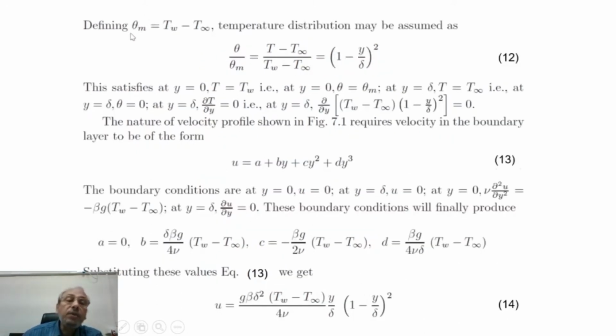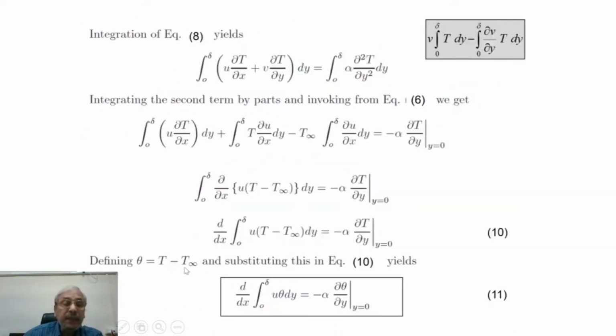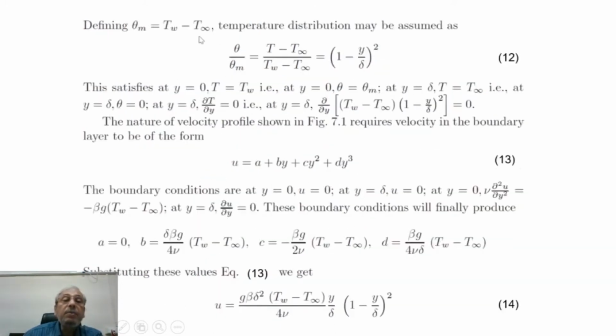Now we can also define theta m, maximum temperature difference, is Tw minus T infinity. T minus T infinity is theta and Tw minus T infinity is theta m. So temperature distribution can be written as theta by theta m equal to T minus T infinity divided by Tw minus T infinity, and we have written it straight away as 1 minus y by delta whole square.